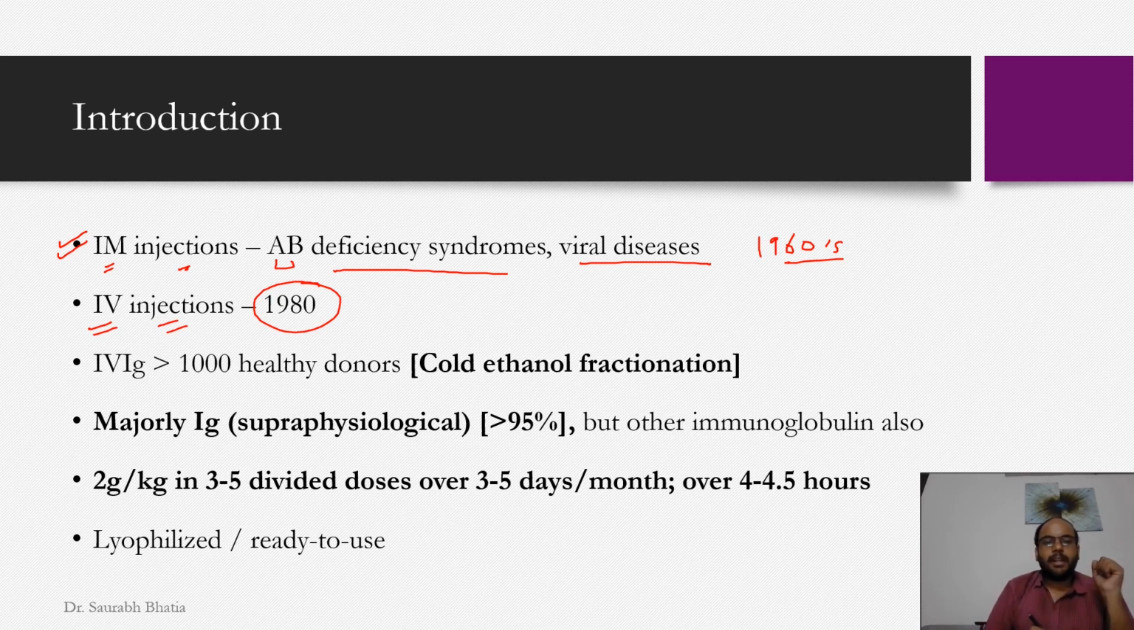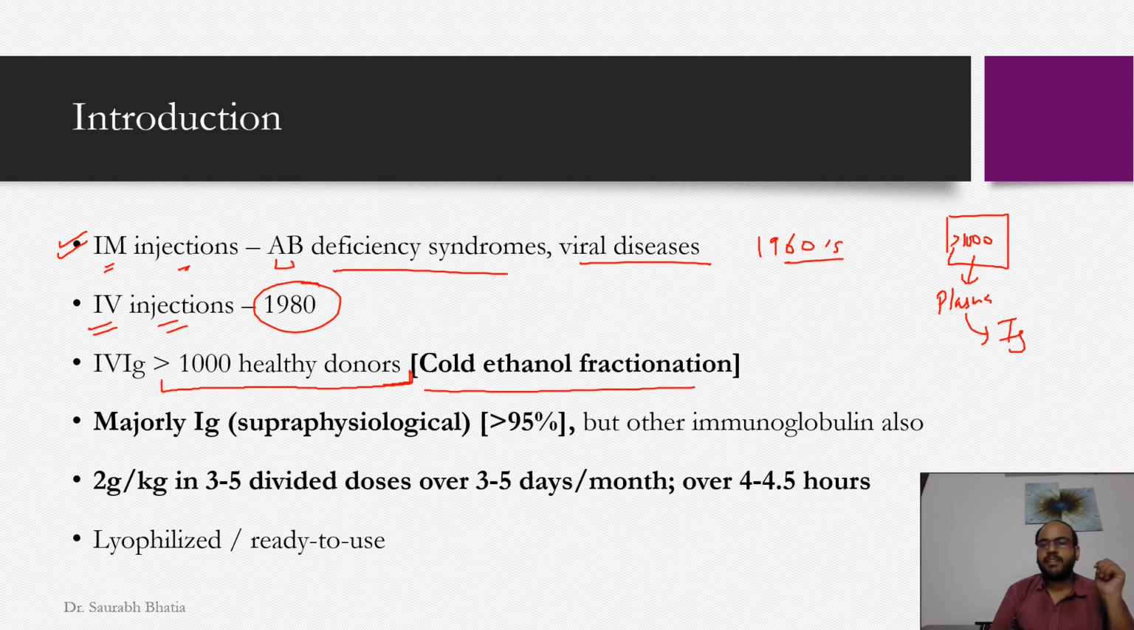Now what happens is that more than 1,000 healthy donors are the source for these immunoglobulins. So you have a cohort of more than 1,000 healthy donors, and from that the plasma is extracted, and then immunoglobulins are extracted. The method of extracting those immunoglobulins from the blood donated by more than 1,000 different healthy donors is known as cold ethanol fractionation.